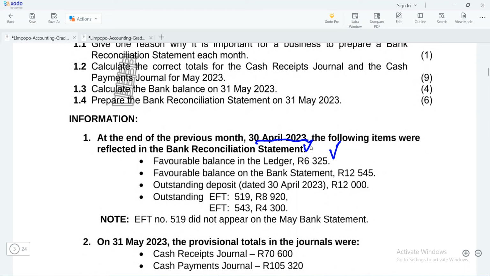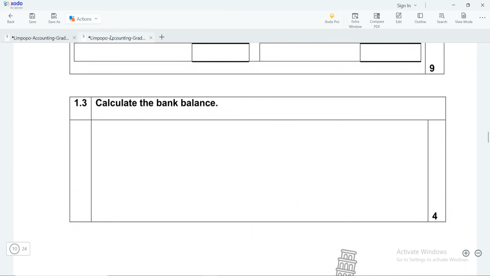So we're going to have 6,325 as our opening balance here. Okay, and you can answer this question using a T account or just using this format that they have provided you. It doesn't really matter how you do it, but they expect you to calculate it, so you can choose any of those methods.